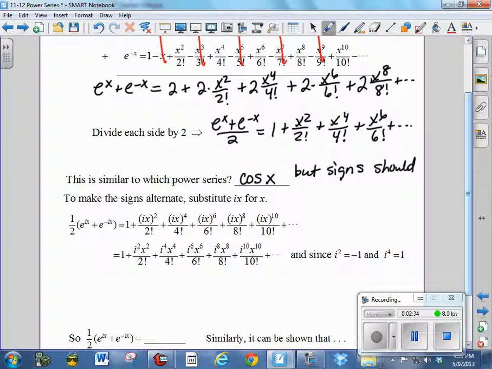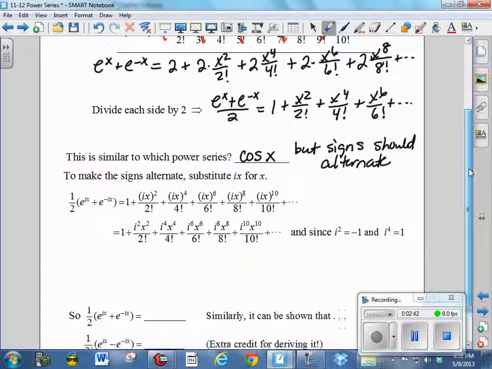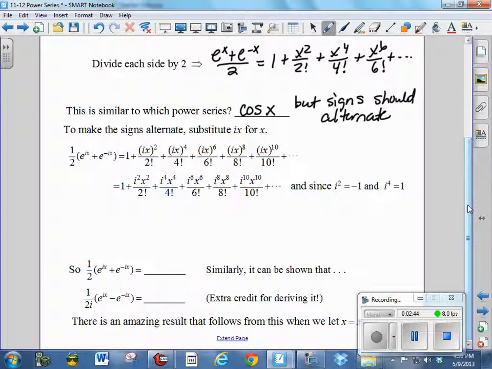So we are going to make it look like the cosine function by doing a clever little trick. If you look at the next line here, to make the signs alternate, notice here this 1/2 times e to the x plus e to the negative x, I just brought the 1/2 out front. But instead of x and negative x, I substituted ix and negative ix. So I'm taking this new power series that I just came up with, and every place there's an x, I'm replacing it with ix. So I have ix squared, ix to the 4th, ix to the 6th, etc.